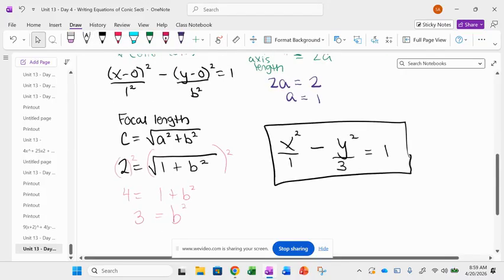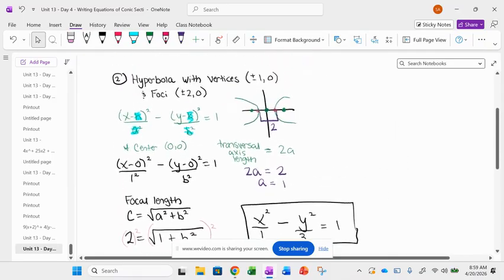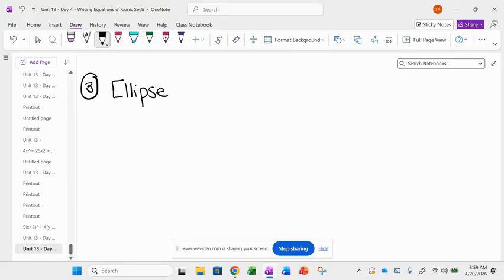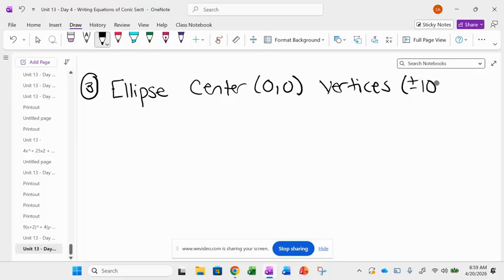All right, ready for the next one? This is 2, 3. So I want us to find the equation of an ellipse with the center 0, 0, vertices plus minus 10, 0, and foci plus minus 6, 0.